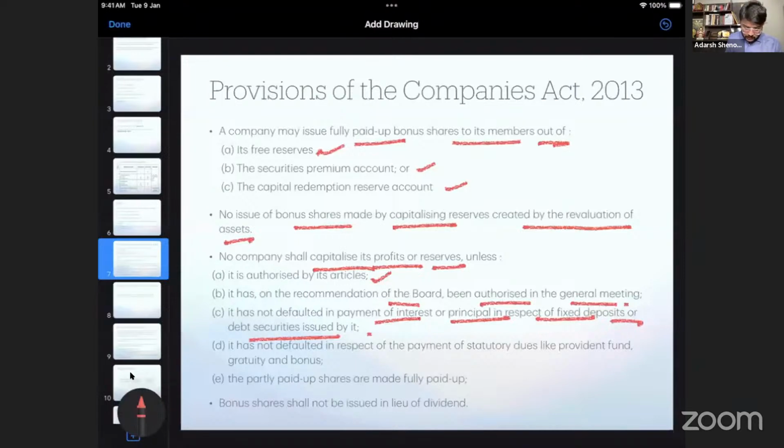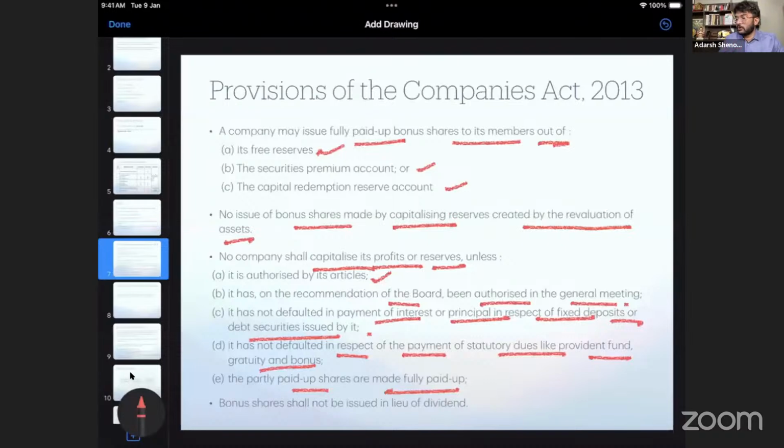So, a compulsory condition: it has not defaulted in respect of the payment of statutory dues like provident fund, gratuity, and bonus. So statutory dues towards employees should have been paid first, and towards the government, even the taxes and all of that must have been paid by the company on time. The partly paid up shares are made fully paid up.